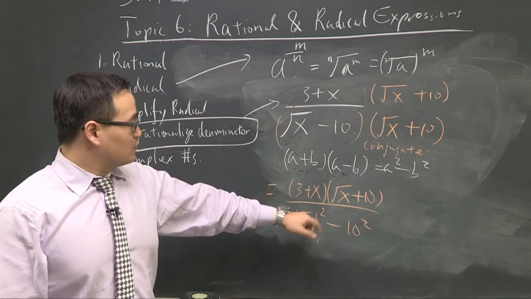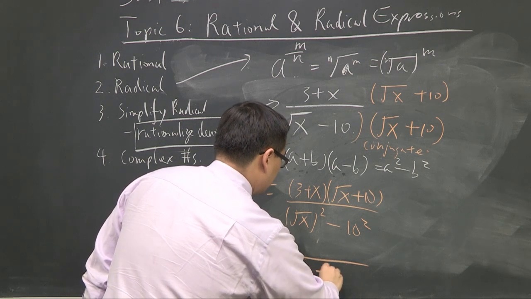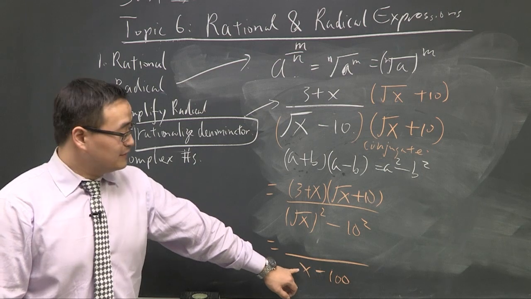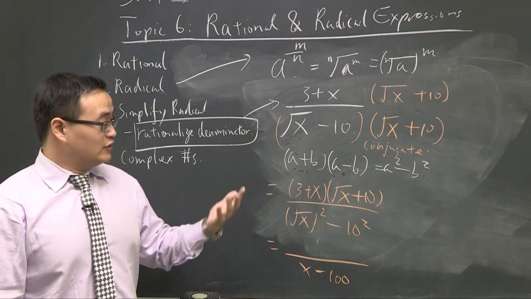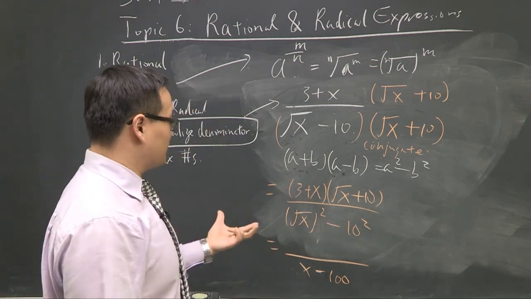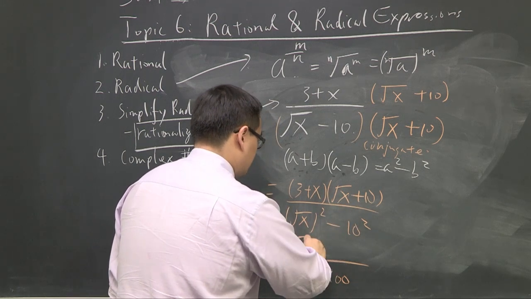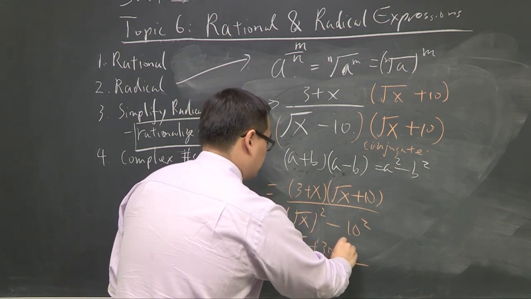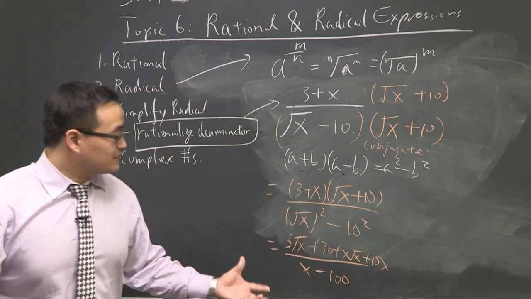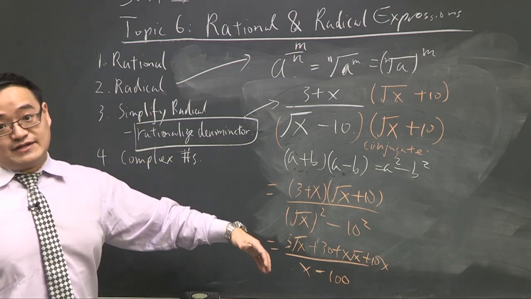Right, now what's the square root of x squared? That's simply x minus 100. Bingo. I just rationalized my denominator, right? This becomes a rational number, right? No longer a radical. And the top gets a little bit messy. Of course, the top is not going to be completely rationalized. Top will be 3 radical x plus 30 plus x radical x plus 10x. Yeah, the top is a little bit messy, but again, mathematicians prefer this form because the denominator is rationalized.